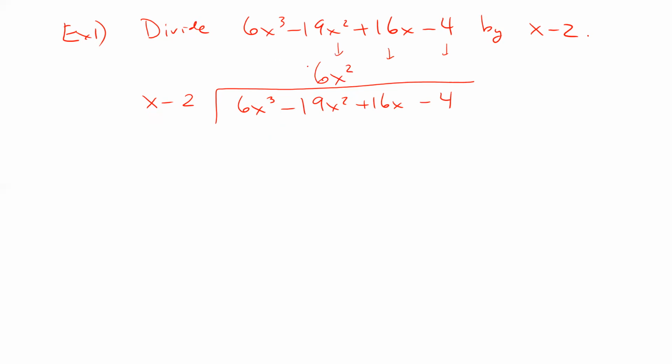And let's go with it. We're going to multiply 6x squared, and if you want to do it off to the side, that's fine, or in your head, that's fine. We're going to multiply that: 6x squared times x minus 2 gives us 6x cubed minus 12x squared. Everybody good there? Notice all your cubes are lined up, all your squares are lined up, and what we're going to be doing is subtracting.